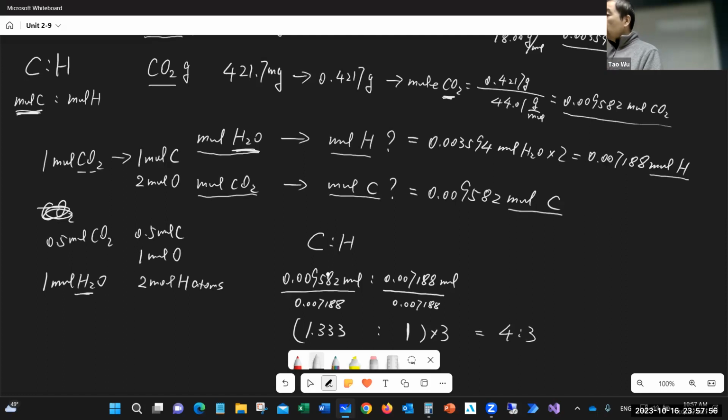So the empirical formula between the carbon and hydrogen is just C4H3, and that's it, C4H3. This is generally how we figure out the empirical formula for these cases. In general, it's almost the same. The only difference is you need to find the moles of water and the moles of CO2, and based on the moles of water and the moles of CO2, figure out the moles of hydrogen and moles of carbon. Then you can use that ratio to figure out the answer. That's it. Are you clear? So this is the only thing that you need to care about.